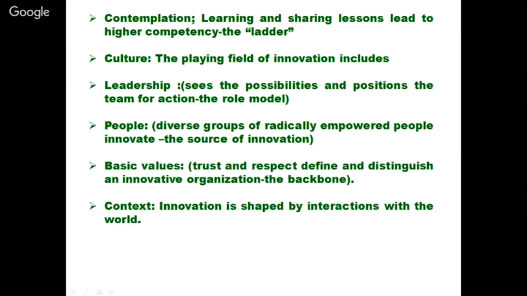Another thing, learning and sharing. Whenever you have some market, learning and sharing leads to higher competency. जितना तुमने लर्न किया है उसको शेयर करो. That is the key point.